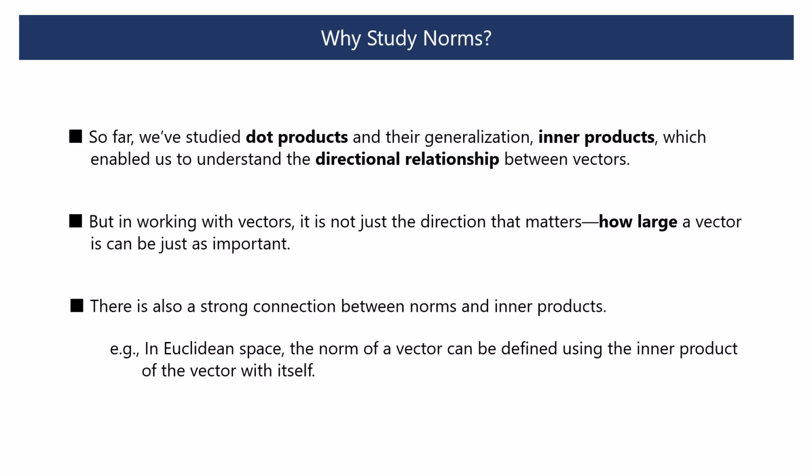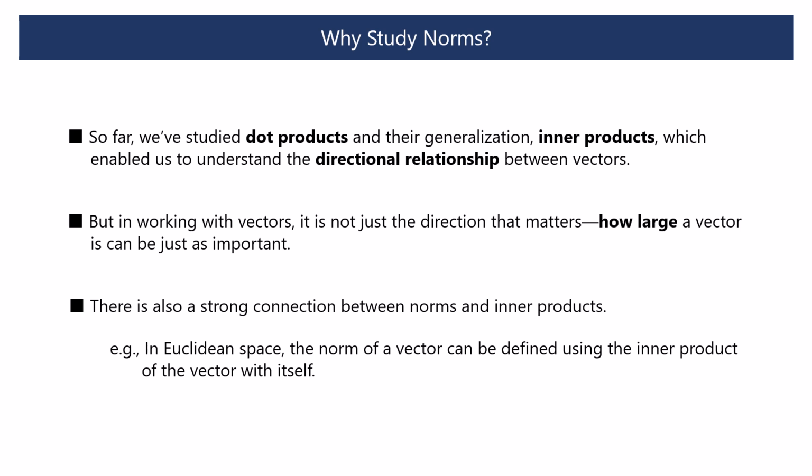So far, we've studied dot products and their generalization, inner products, which enable us to understand the directional relationship between vectors. But in working with vectors, it is not just the direction that matters. How large a vector is can be just as important. That is where norms come in. They give us a precise way to quantify a vector's size.